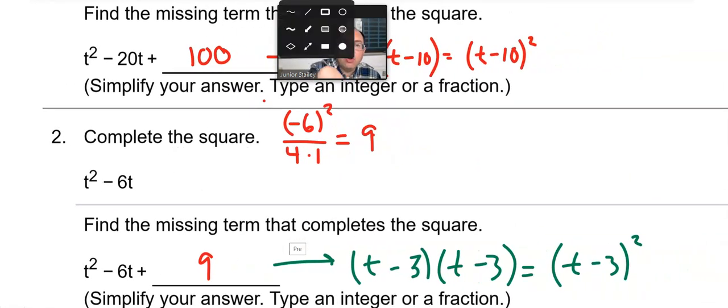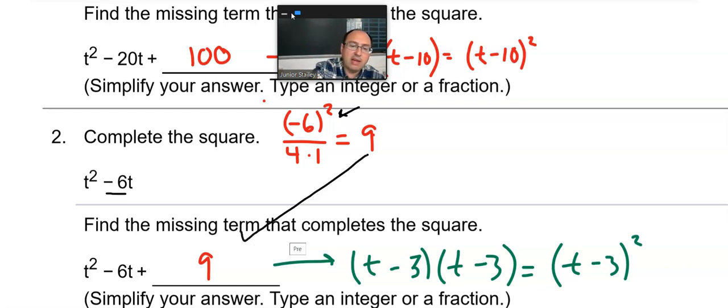B squared over 4a. So that's negative 6 squared over 4. Please make sure you understand. I'm putting parentheses around it for a reason, because when you square a negative number, you do get a positive, all right? And over 4 times a, that would give me 9, so we are adding 9. If I were to factor that, that would be t minus 3 times t minus 3, which is t minus 3 quantity squared. That is extra. That's not a part of the question. All I needed was a 9 there.